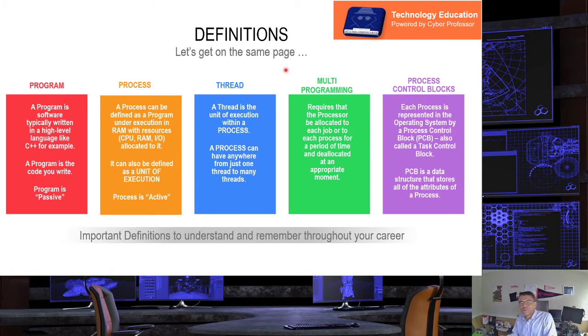So for the active one, we move to the second concept of our definitions, and that is the process. So a process can be defined as a program under execution in RAM with resources allocated to it. And you may ask, what are those resources? And the answer is the resources that we are talking about are CPU, the processor, RAM, the memory, and input and output devices. So from that perspective, we need to take a look at it as the unit of execution. The process is a unit of execution, and the process is the active component.